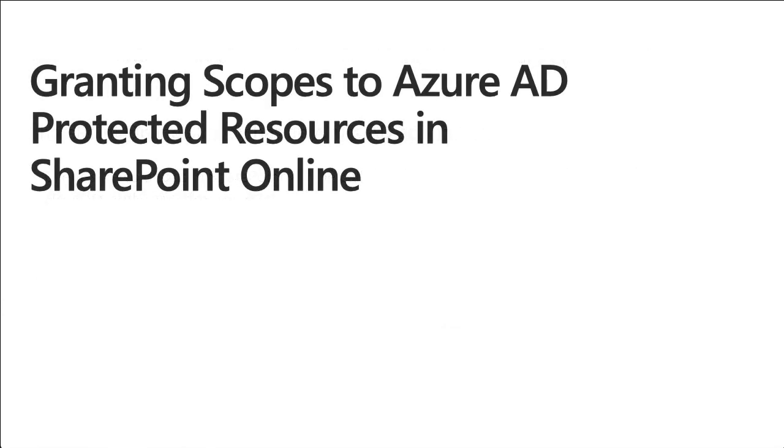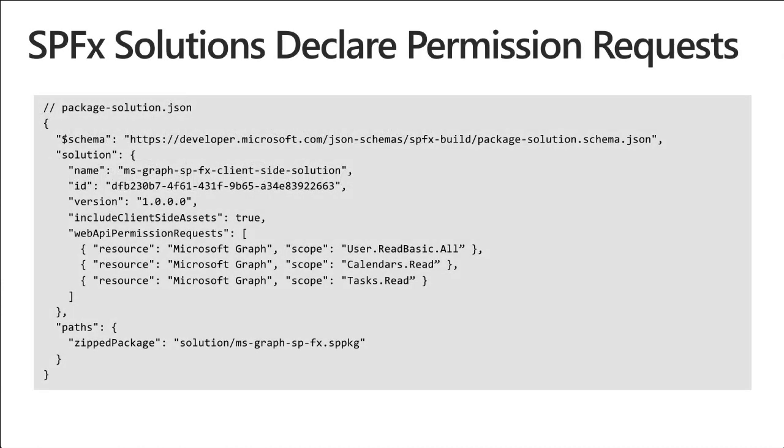So, how do we grant scopes to Azure AD protected resources in SharePoint Online? You have a couple different options. One way is to do it using a declarative approach. Inside of the SharePoint Framework component, if you look inside the project in the package-solution.json file, there's a new section for Web API permission requests that you see there about the middle of the file. You're specifying the name of the resource and the permission or the scope that you want to grant it. The name of the resource in this case is Microsoft Graph, and we're saying that this application needs these three permissions: User.ReadBasic.All, Calendars.Read, and Tasks.Read.